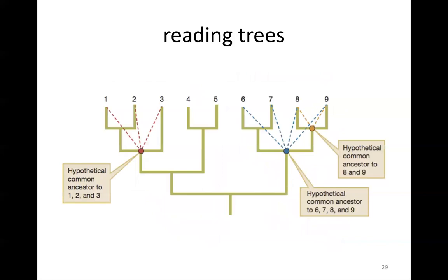Okay, so the interior nodes we already mentioned represent the common ancestors of the groups in question. So here we have common ancestor 1, 2, and 3. It is equally distant to all three groups. Here we have common ancestor 5, common ancestor 6, 7, 8, and 9, common ancestor just 8 and 9.